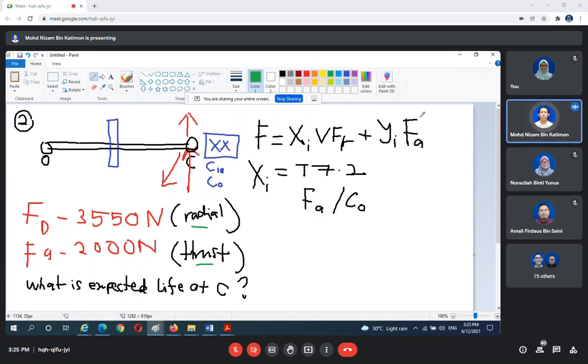So to solve, we need to use another equation, which is this one.